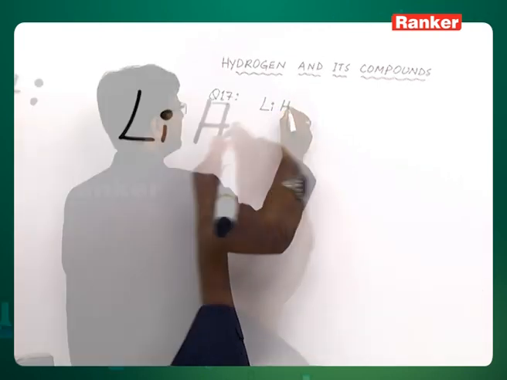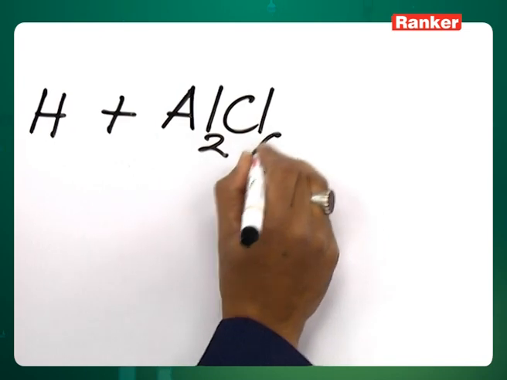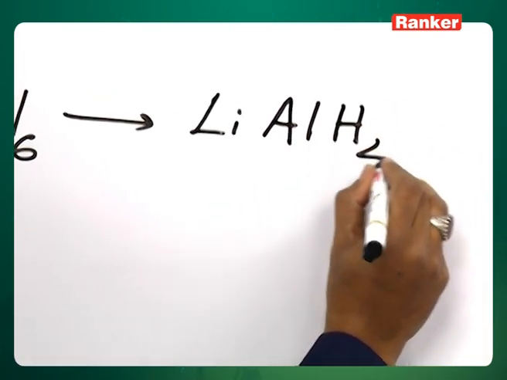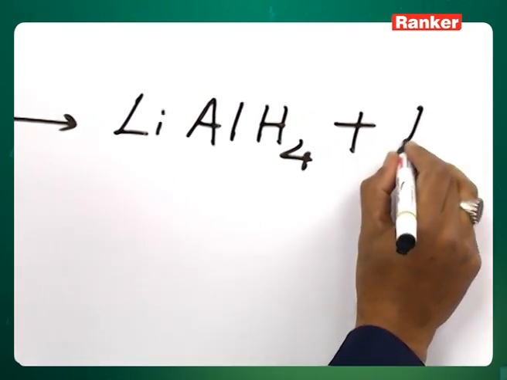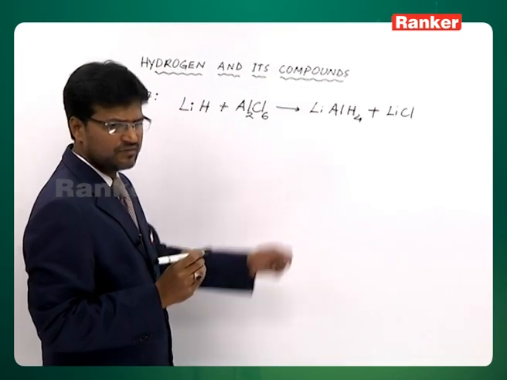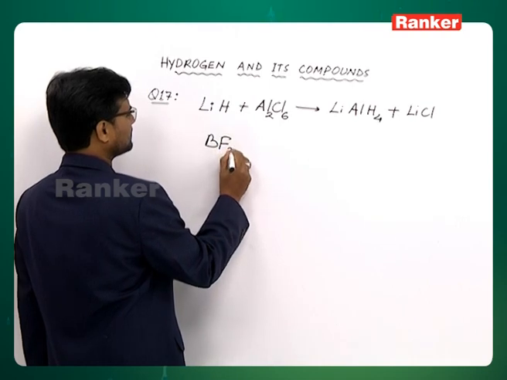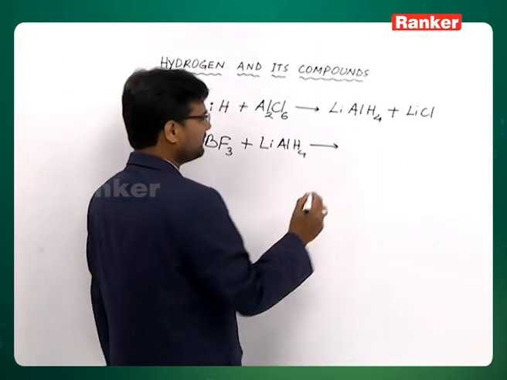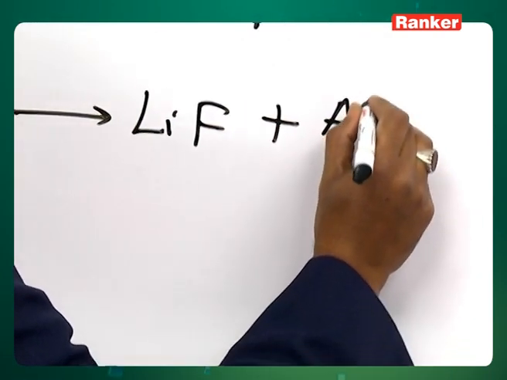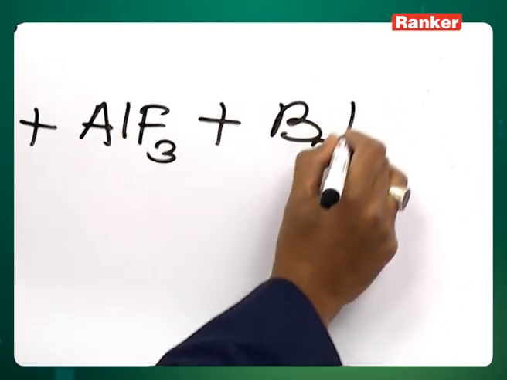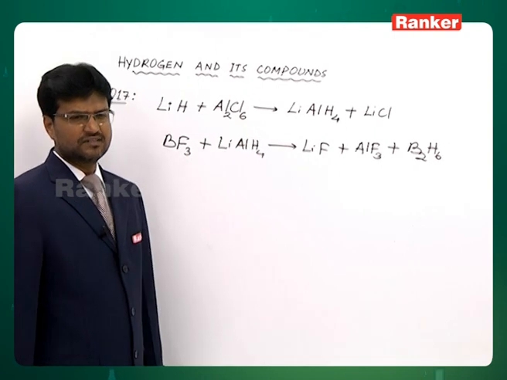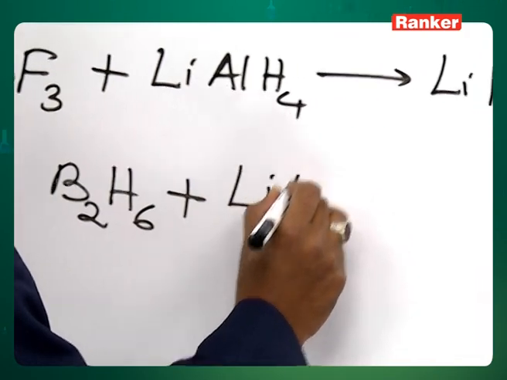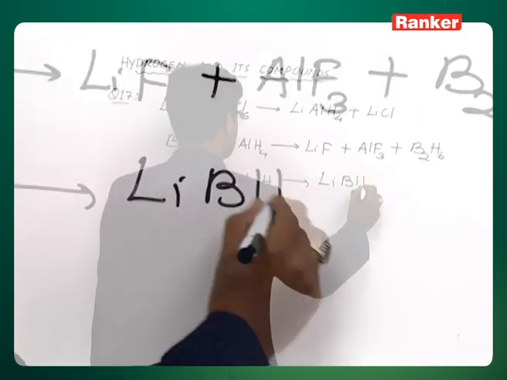The first reaction is LiH is made to react with Al2Cl6 and you get LiAlH4, lithium aluminum hydride along with LiCl. This is compound X. Now BF3 plus compound X, that is lithium aluminum hydride, you get LiF plus AlF3 plus B2H6 diborane. This is compound Y. Then diborane, we know diborane reacts with LiH and the product formed is LiBH4, lithium borohydride.